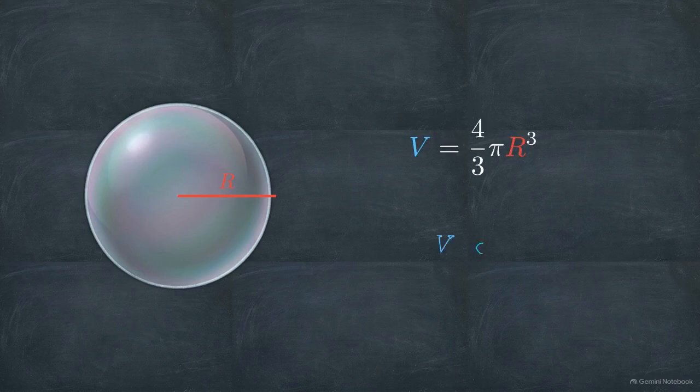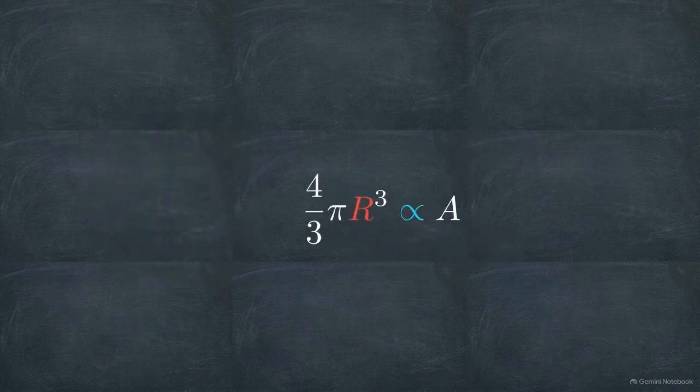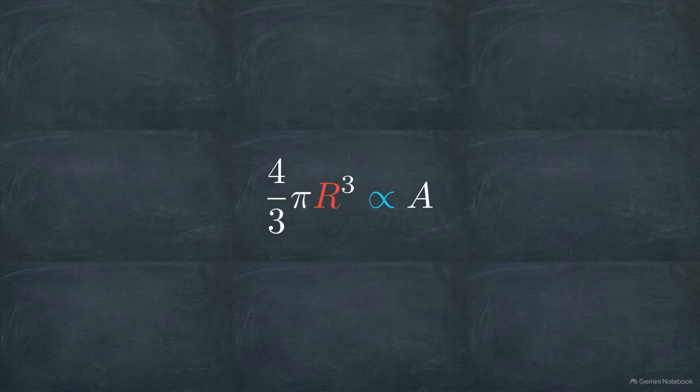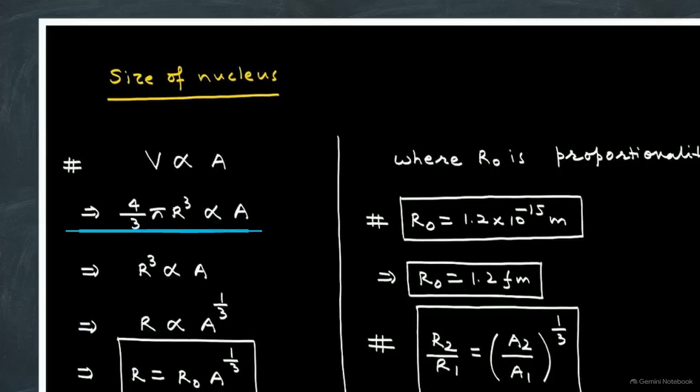To calculate the volume of our spherical model, we use the standard geometric formula, 4/3 pi r cubed, where r is the radius. Substituting this formula for the volume variable yields a new relationship. 4/3 pi r cubed is proportional to A. The second line of the notes confirms this exact substitution.